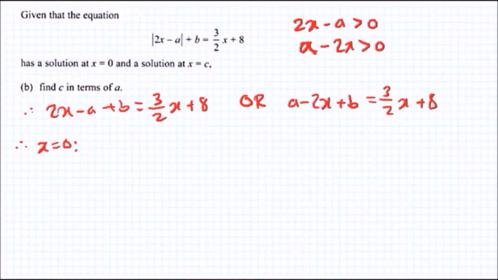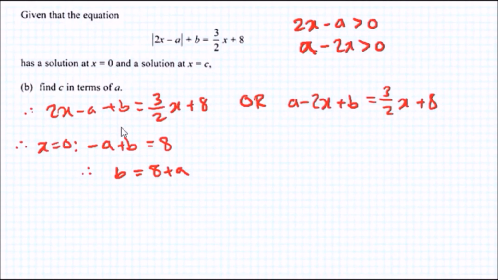Well, we're going to get minus a plus b. So this would be minus a plus b equals, so 3 over 2 cancels out and equals 8. So we can say therefore b equals 8 plus a. Or, in this case, if we did the same thing here, this will cancel out and then we're left with a plus b equals 8. So we have two arguments, okay?